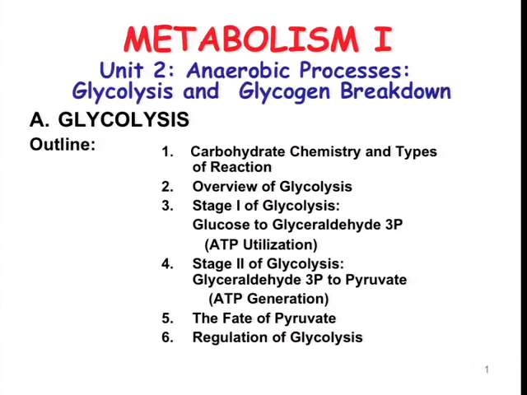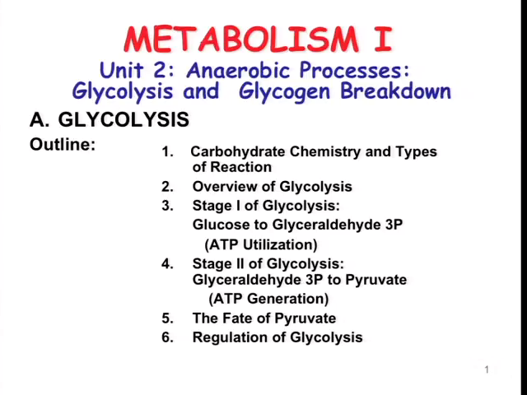So we're now starting our Unit 2, glycolysis, and this section is anaerobic processes, and glycolysis takes place in the cytoplasm, which is anaerobic, and that's part A. Part B would be glycogen breakdown. So first I'll go over some carbohydrate chemistry and types of reaction that should be reviewed, but seems more over the years to be not.